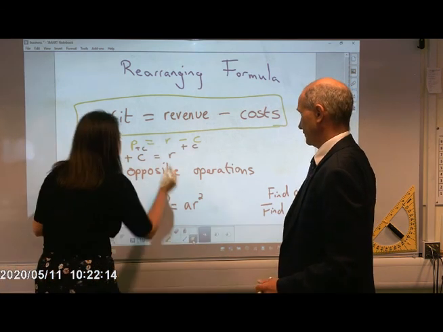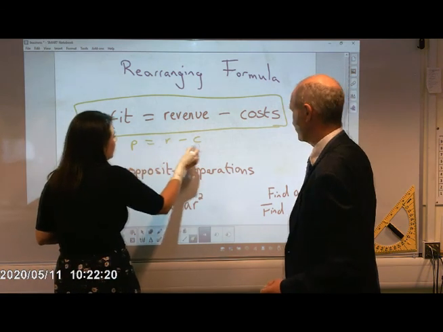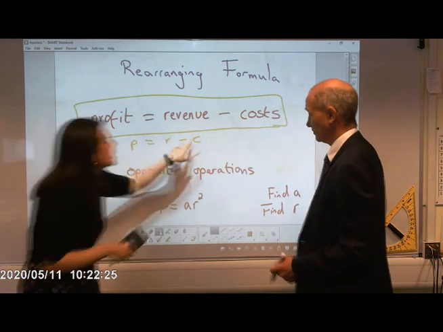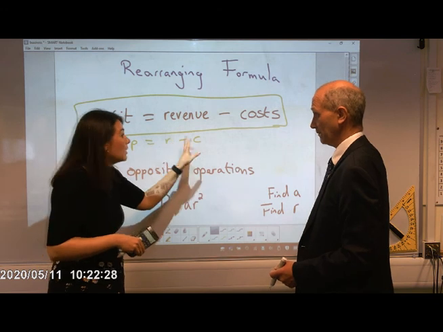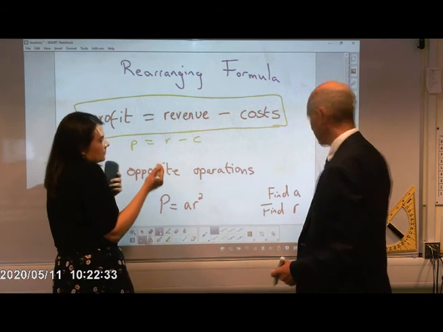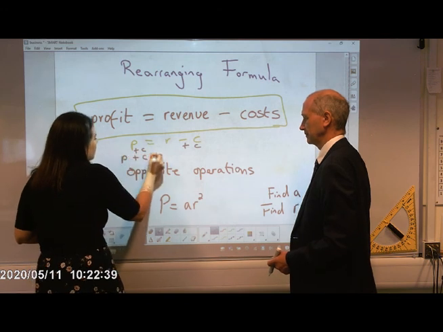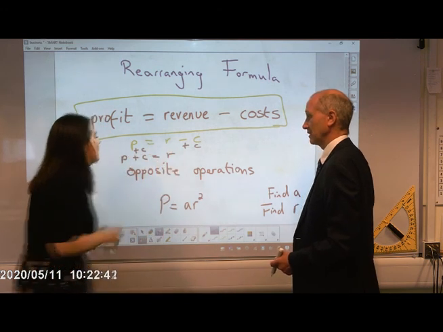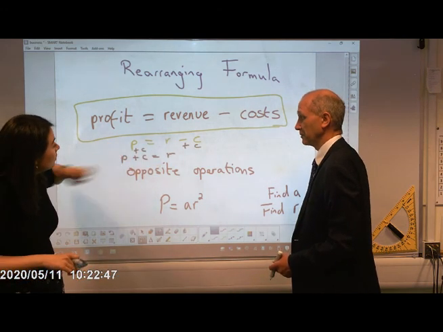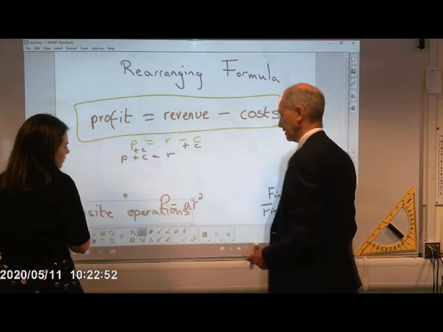However, what if it's a bit harder than that? I think this is where people trip up. What if I wanted to find costs? I want cost by itself, not with a negative. So this is two-step. I'm going to add C to both sides, so that I've now got a positive C, and I've now got profit plus cost equals revenue. I now want to remove the P and leave the C on its own. I need this to go away.